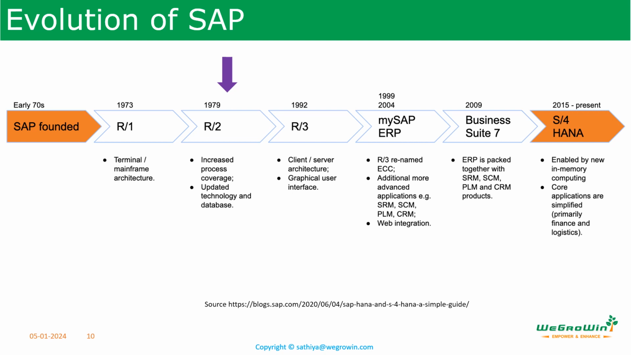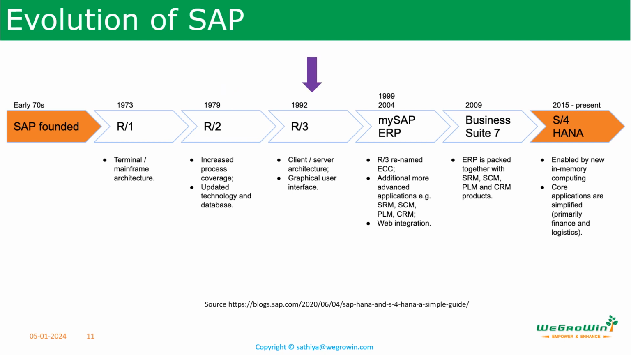In 1979, R2 was released. The switch from R1 to R2 was a more intelligent evolution from a technical perspective, with increased core functionality as SAP started to increase its customer base.